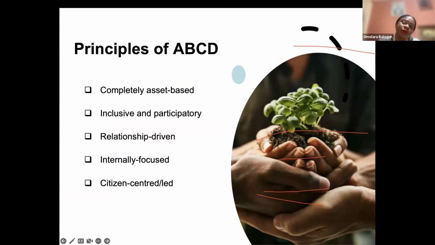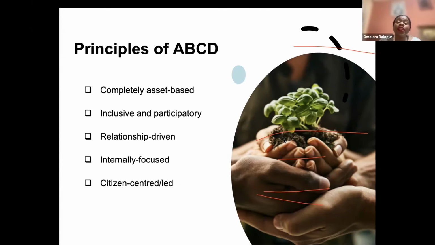So, basic principles of ABCD. What are the basic principles of assets-based community development or organization development, if you like? It is completely asset-based. It speaks from what you have. If you are not speaking from the have point of view, you are not doing ABCD. If you don't have anything at all, which is almost impossible, you cannot even practicalize this model.